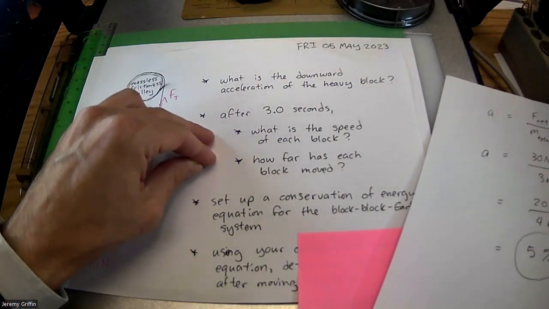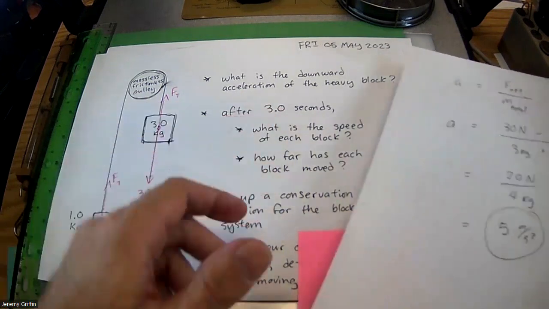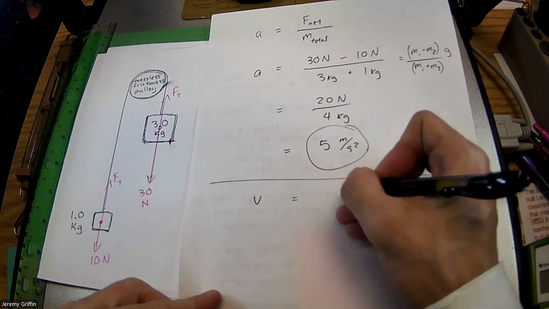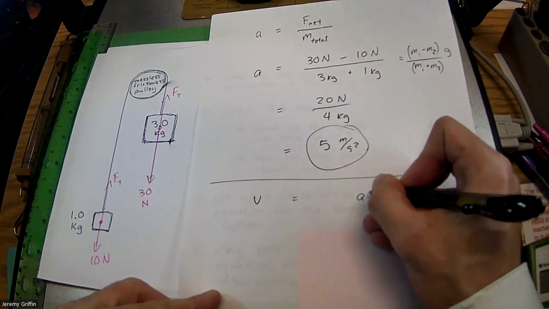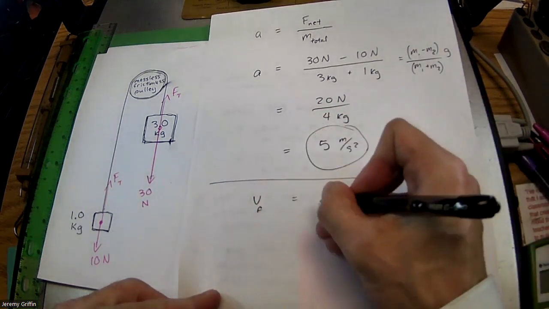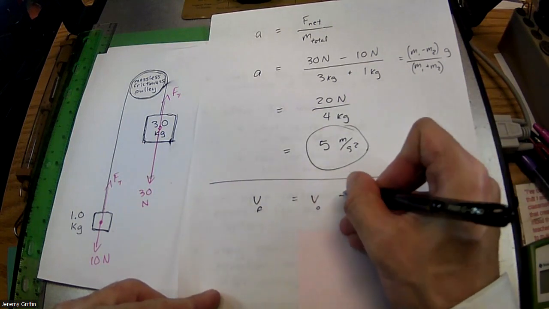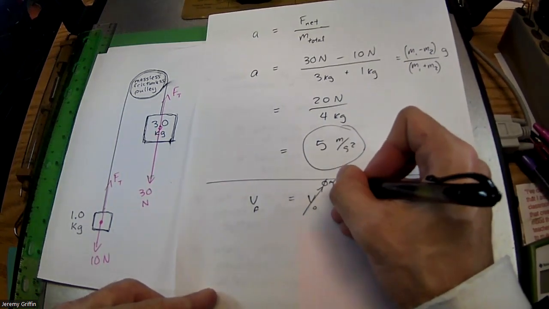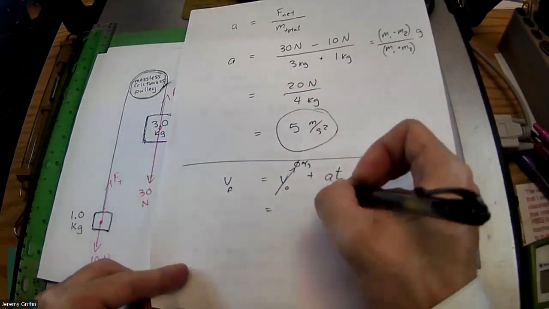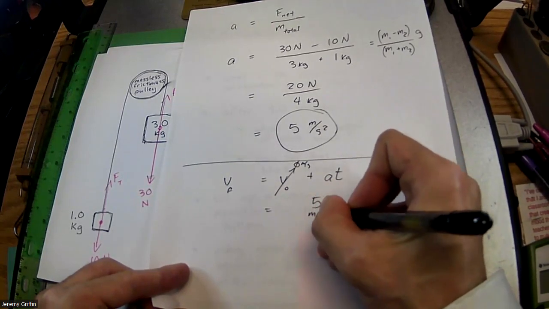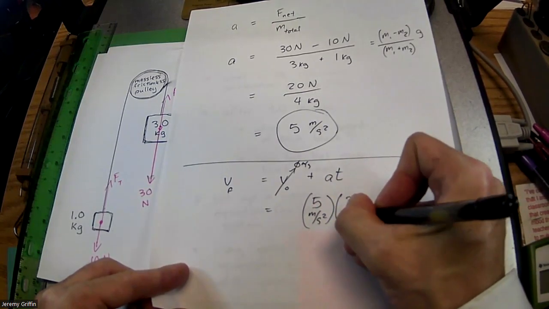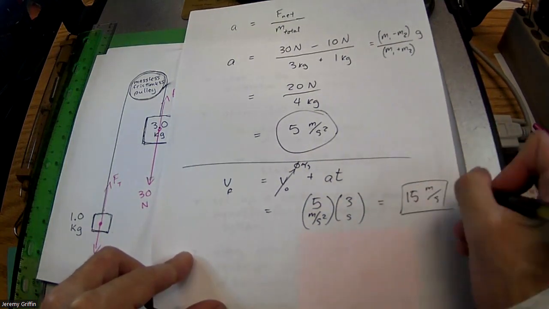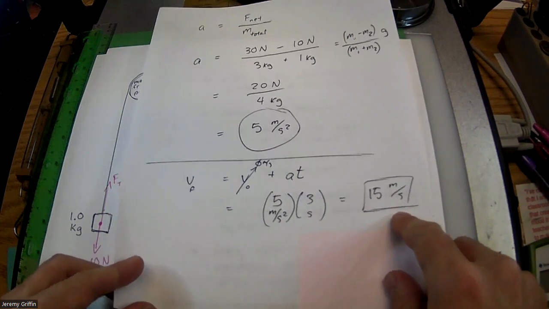Next pair of questions are kinematic. What's the speed of each block after 3 seconds? What's the formula I'm going to write to answer that? V equals AT. Or maybe you remember this version: VF equals V naught plus AT. But if it starts from rest, and let's say it starts from rest, we've got 5 meters per second squared for 3 seconds. You guys see 15 meters per second? It's picked up to 15 meters per second.